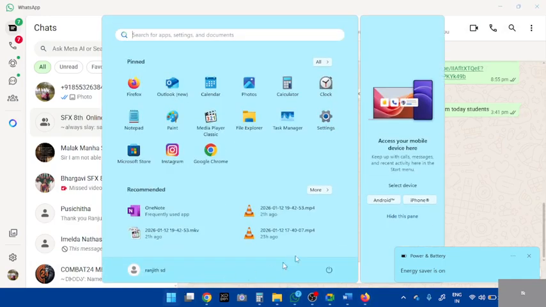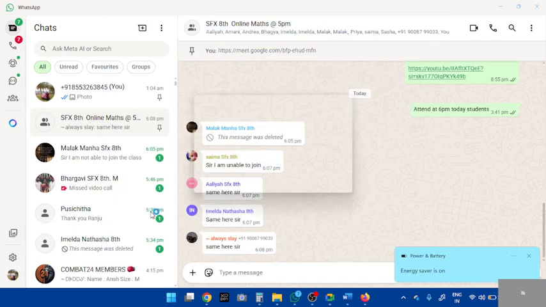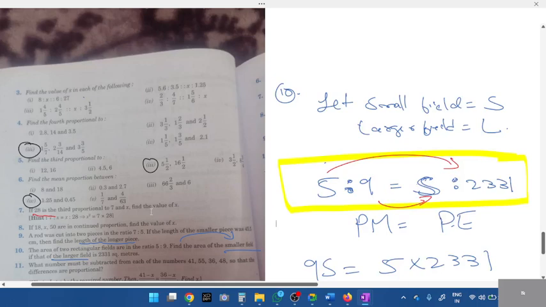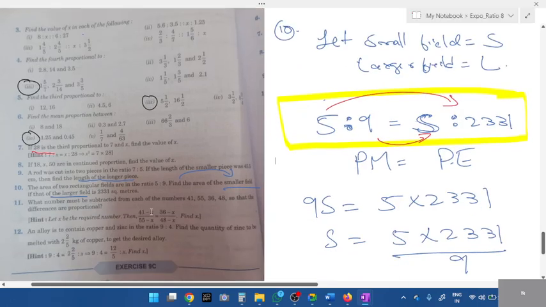Completed. What about the others, are they done? Fine, students, what's the answer you got? Can you respond? For this, what's the answer?